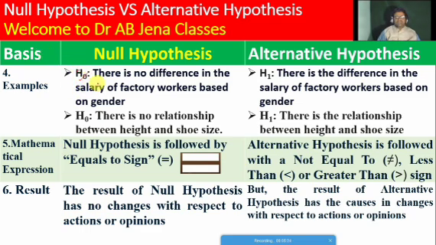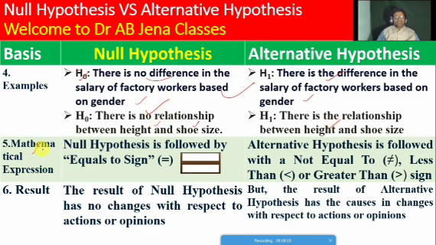Next, what are the examples of null hypothesis? First, H0: there is no difference in the salary of factory workers based on gender. Second, there is no relationship between height and shoe size. The alternative hypothesis is the reverse: there is a difference in the salary of factory workers based on gender, but here there is no difference. Second example of alternative hypothesis: there is a relationship between height and shoe size, but here there is no relationship.